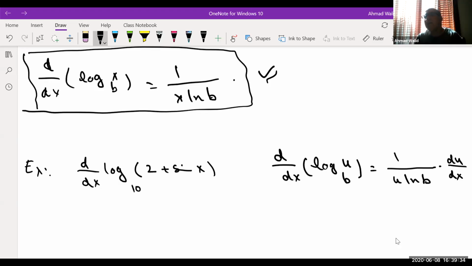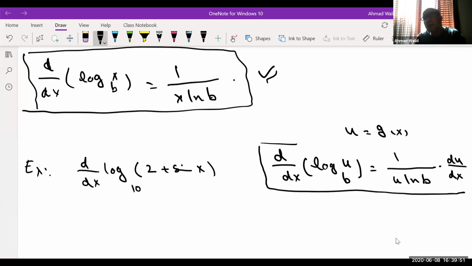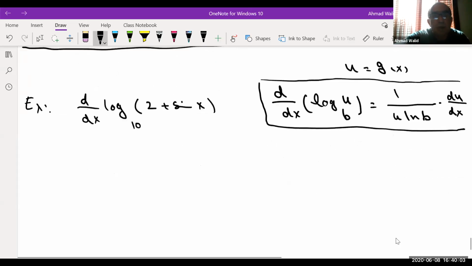Do not forget du dx. Your u is actually g of x. You see here, your u is a g of x. It's 2 plus sine x. It's a function, correct? Then put this one also in your notebook somewhere, because it's not in your book. They just give you an x, but most of the time you are not just dealing with the x. We give you a function like this. If it's a function like this, then apply this rule. It's basically the same, right?